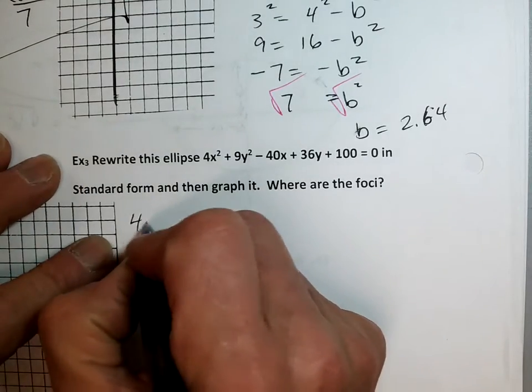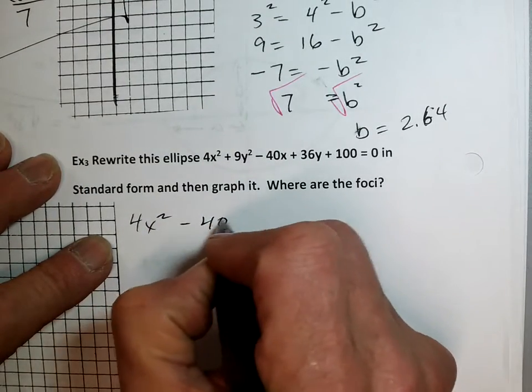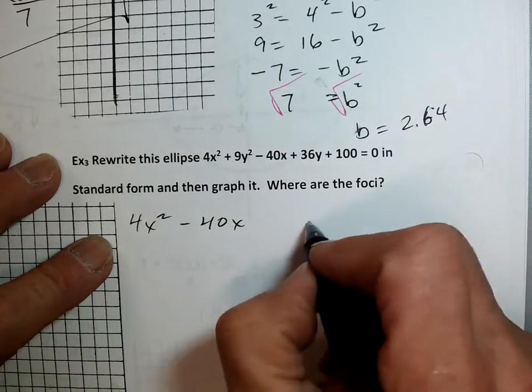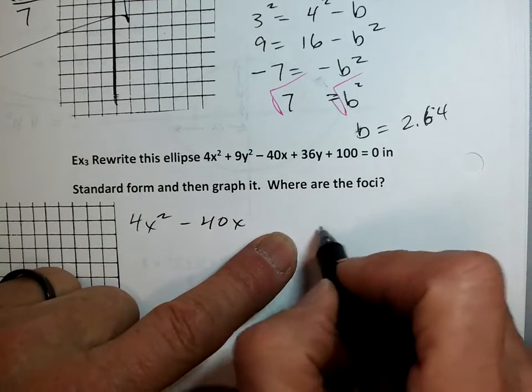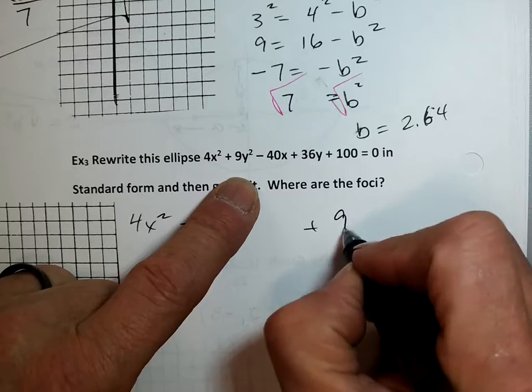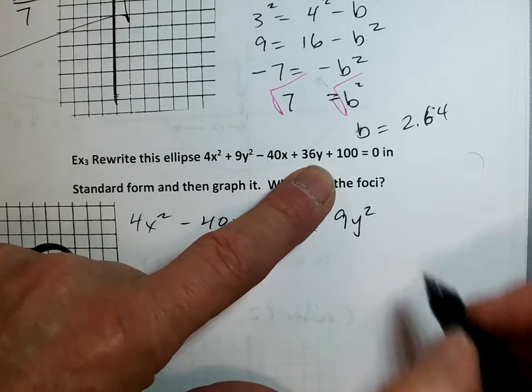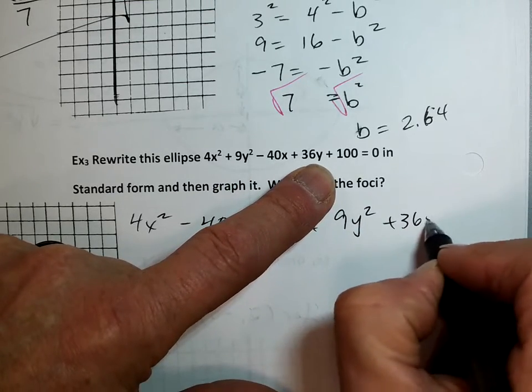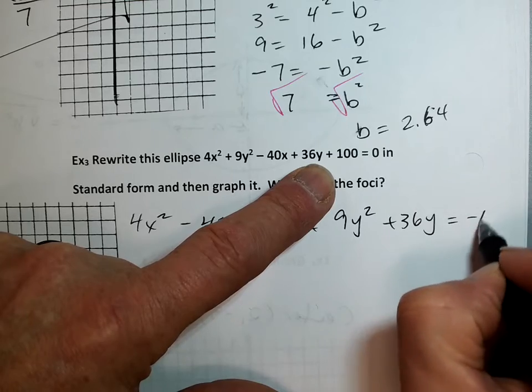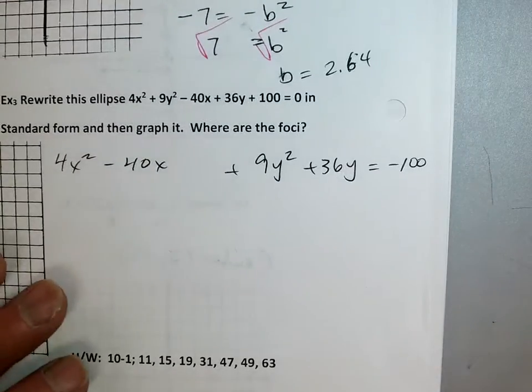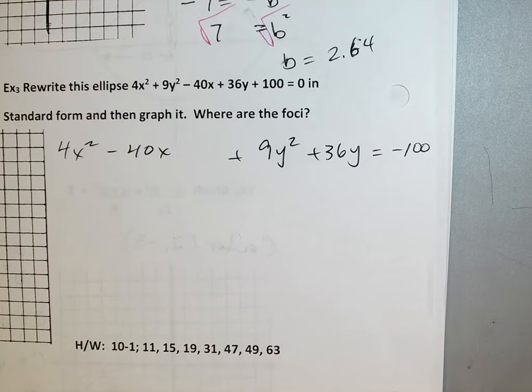So we're going to go like this. I'm going to go 4x squared minus 40x, leave a space, plus 9y squared plus 36y equals negative 100. Okay, how am I doing? So put the x's with the x's, the y's with the y's.